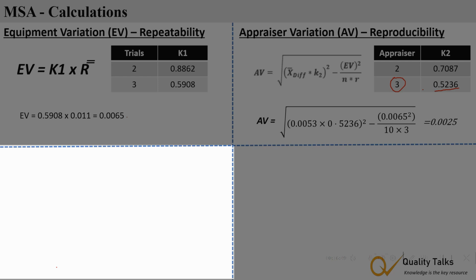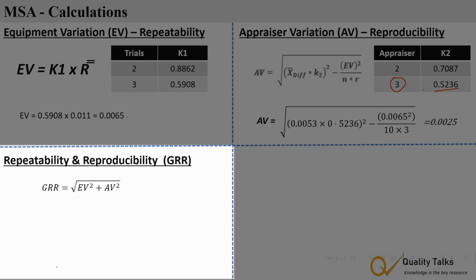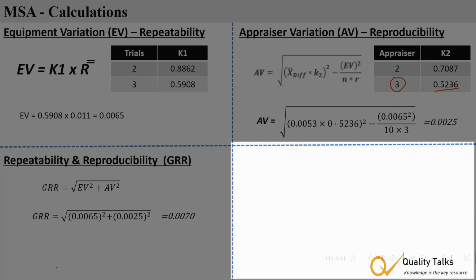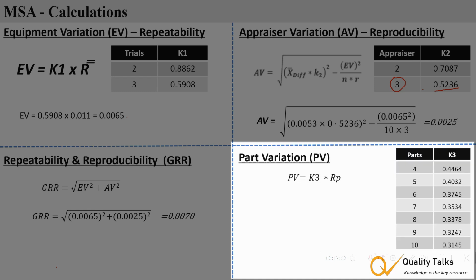Now we will calculate GRR, gauge repeatability and reproducibility. So GRR is equal to square root of EV square plus AV square. So by putting all the values, GRR came as 0.0070. Now we will calculate part variation. The formula is PV is equal to K3 into RP. RP we have already calculated. So K3 is a constant for the number of parts. So we have 10 parts. So value of K3 will be 0.3145. So by putting these values, PV came as 0.116.